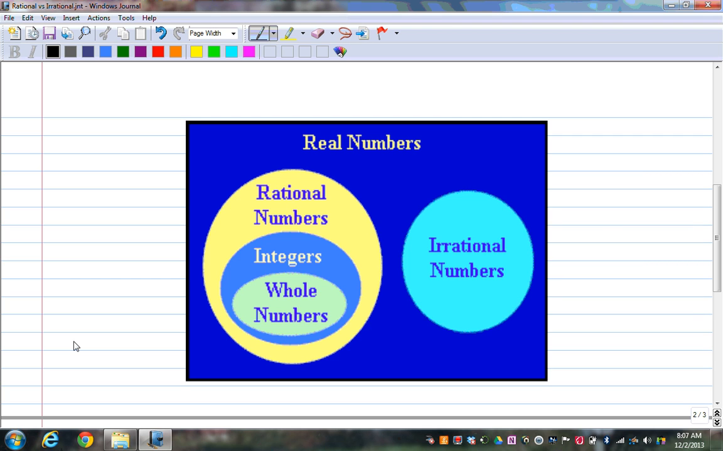Starting first with natural numbers, which aren't even on here. Natural numbers are counting numbers, just 1, 2, 3, 4, 5, 6, 7, and on. Then you have whole numbers. Whole numbers introduces the zero. So we have 0, 1, 2, 3, 4, 5, and on.